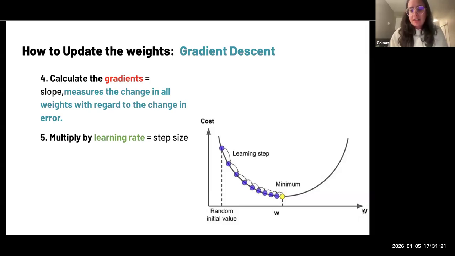But in general, the idea is that you have the weight, and based on the weight, you can calculate the cost, because based on the weight, you can calculate the output. And once you have the output and the real expected output, you can calculate the cost. And then you start somewhere randomly. And the goal is to get to a point where cost is minimized. So you need to take steps to get there.